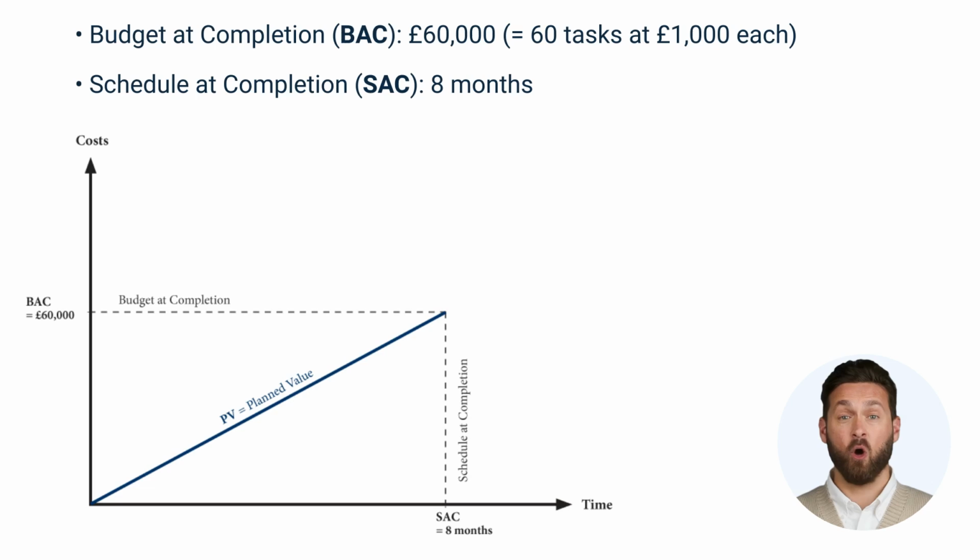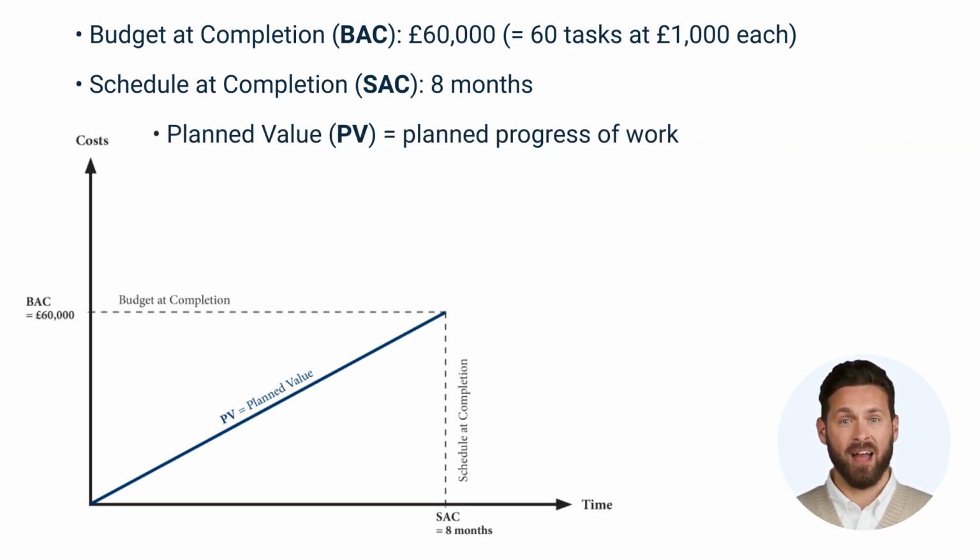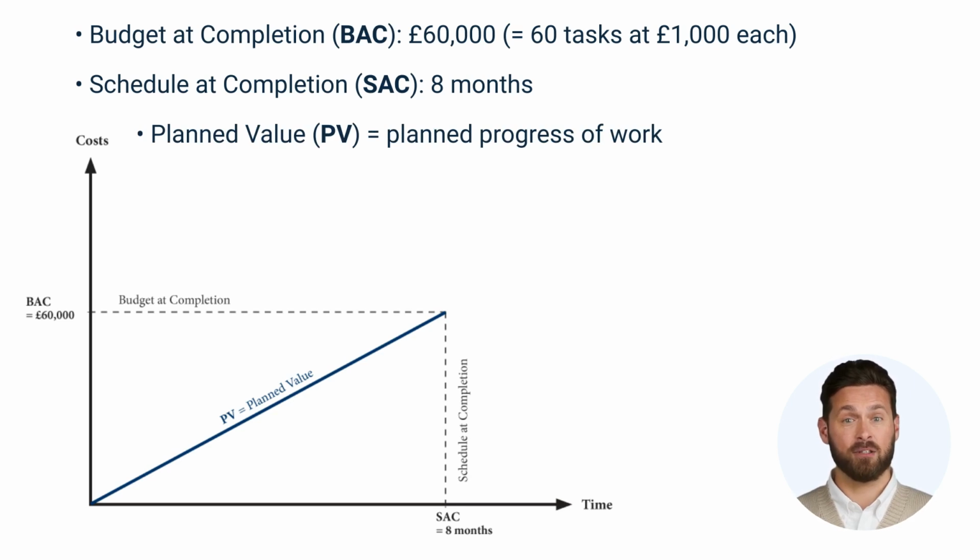If we connect the origin of the coordinate system with the point where budget and duration intersect, the resulting line represents the planned progress of work at a specific point in time within the project. This planned value, PV, is expressed in terms of cost, plotted along the cost axis.